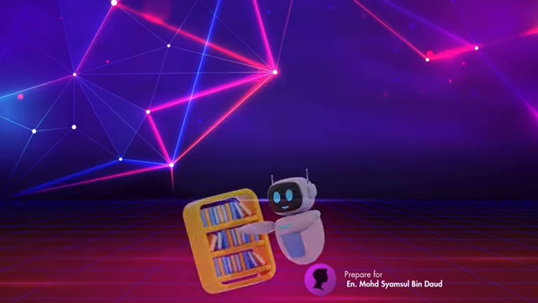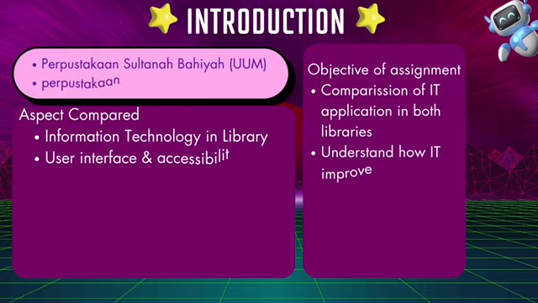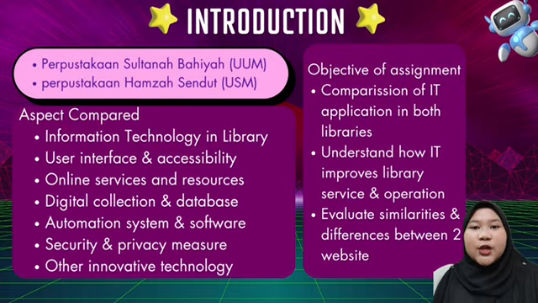Today, our group is going to be presenting about comparative analysis of information technology application in libraries, a study of two library websites. For this presentation, we will be focusing on the use of information technology in two academic library websites, which is Perpustakaan Sultanah Bahiyah from Universiti Utara Malaysia, also known as UUM, and Perpustakaan Hamzah Sendut from Universiti Sains Malaysia, also known as USM. The main purpose of this assignment is to analyze and compare how both libraries apply information technology in their websites. We also aim to understand how technology helps to improve library operation and service, and to identify the similarities and differences between the two websites.